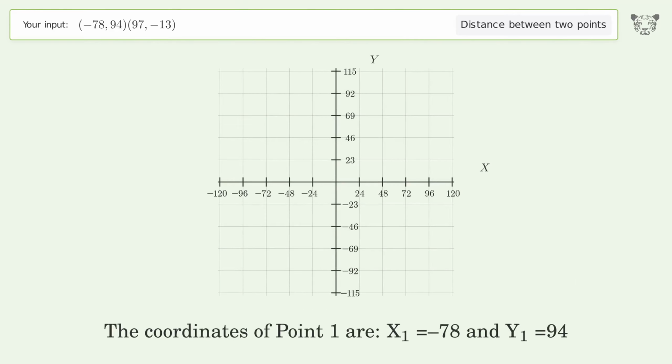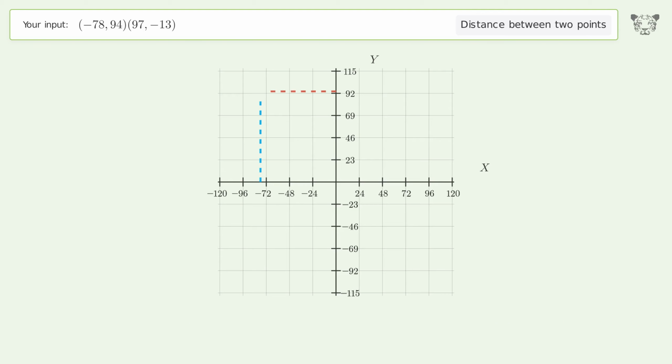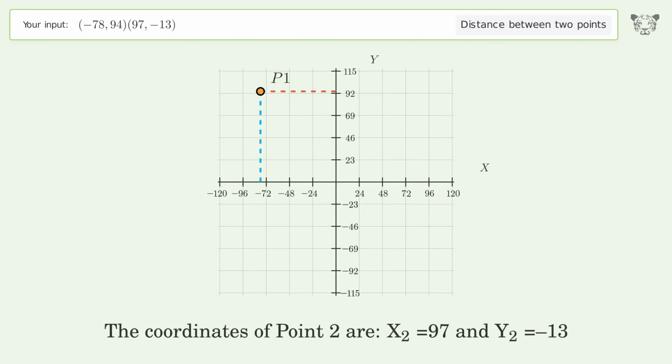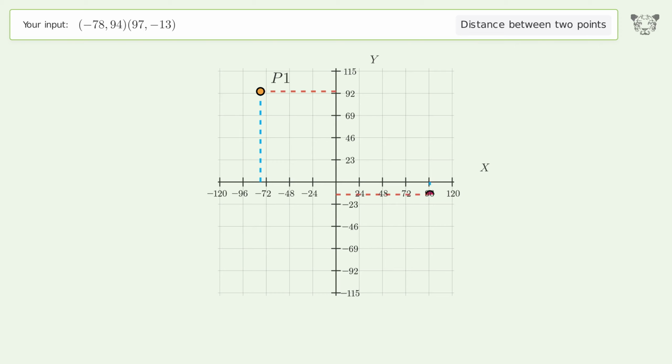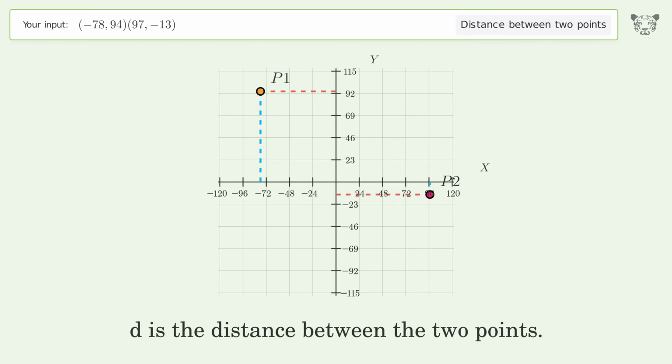The coordinates of point 1 are, x1 equals negative 78 and y1 equals 94. The coordinates of point 2 are, x2 equals 97 and y2 equals negative 13. D is the distance between the 2 points.